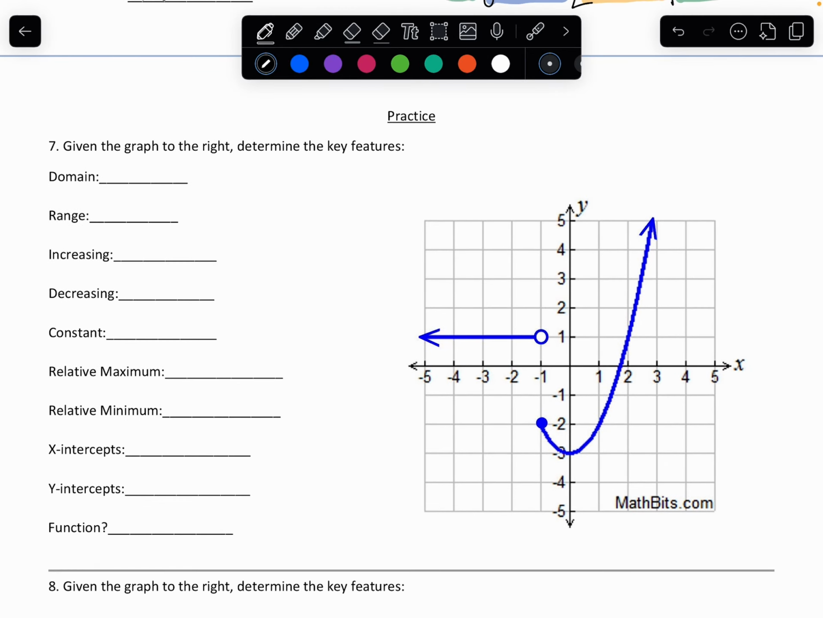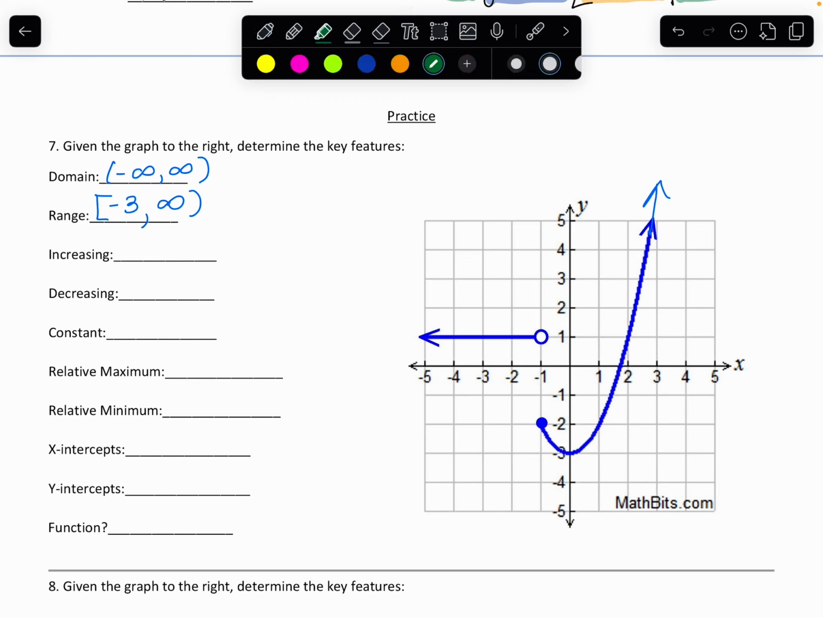Practice. I'd like you to pause the video and try number 7 on your own. Hopefully you actually did pause the video, and now we're going to go over it kind of quickly. So our domain for this problem is negative infinity to infinity. Our range is bracket -3 to infinity. Again, that's coming from our arrows pointing up forever and ever.